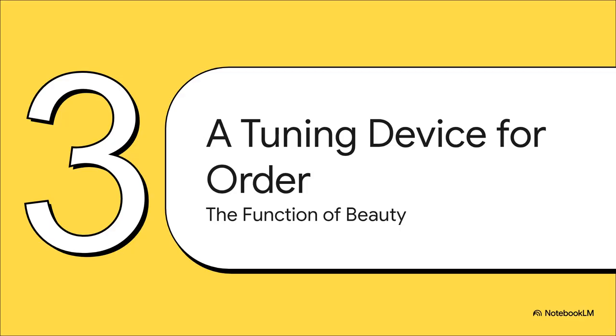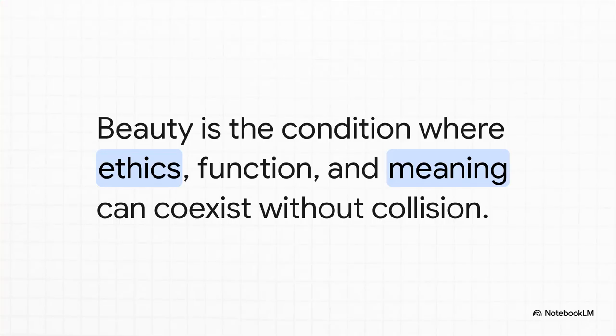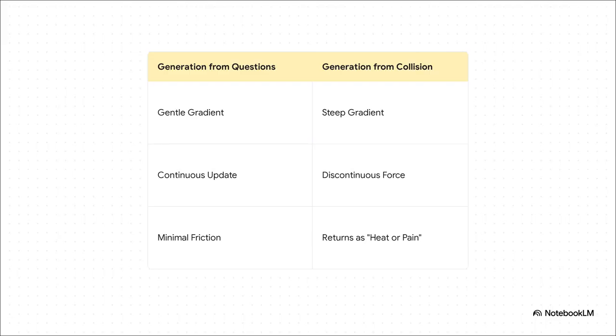So if beauty is this kind of signal, how does it actually work? Well, you can think of it as a kind of tuning device for order itself. And this gets right to the heart of what it does. Beauty creates the right conditions, the right space, where ethics, function, and meaning can all live together without crashing into each other. In a system that has beauty, these critical parts don't have to fight for resources. They actually work together. This comparison really shows you what happens when that harmony is there and when it's not.